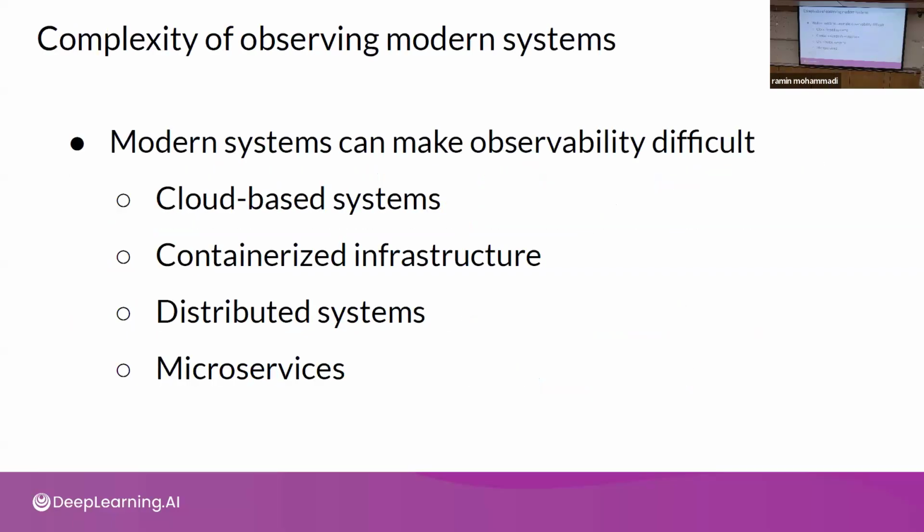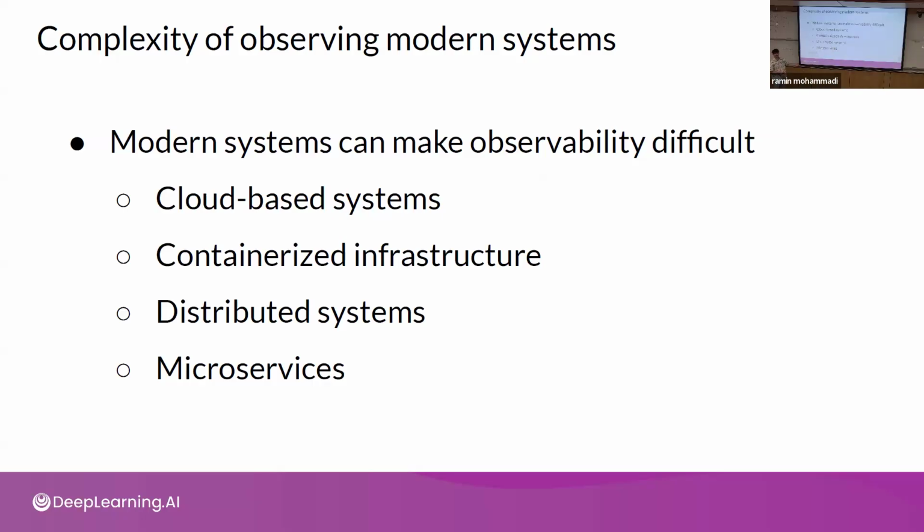So there are some architectures that make observability difficult. Cloud-based systems make it challenging because you're dealing with so many components in the cloud, so it's hard to follow the flow of the data. Containerized infrastructures make it much more difficult. Think of a simple example: when you run a Docker container and want to know what happens to it, you need to log into that container and try to access the logs from within. It's not that straightforward for observability.